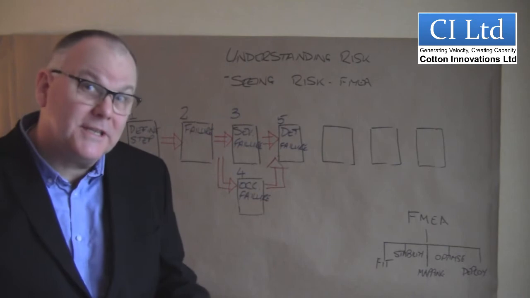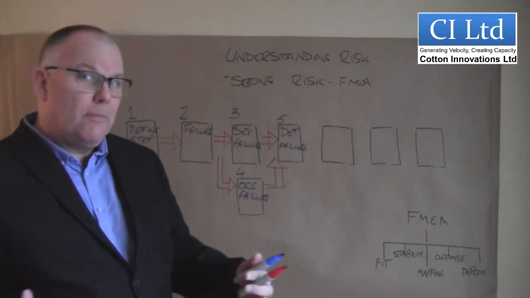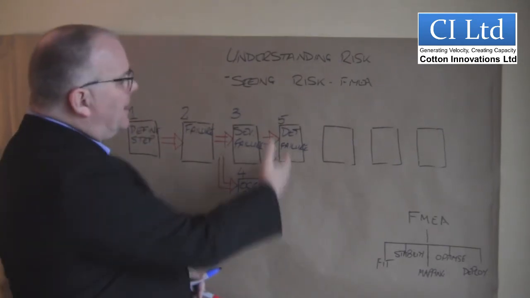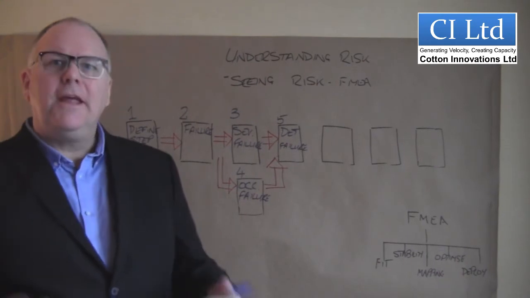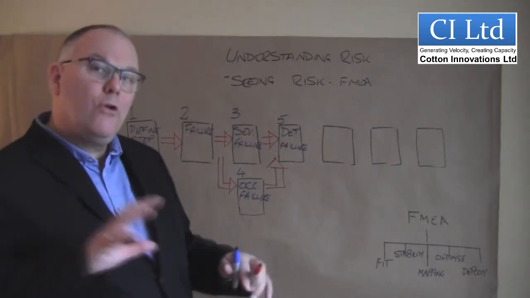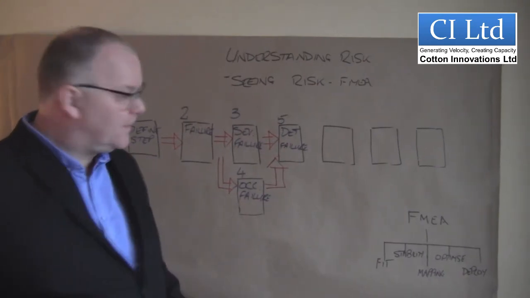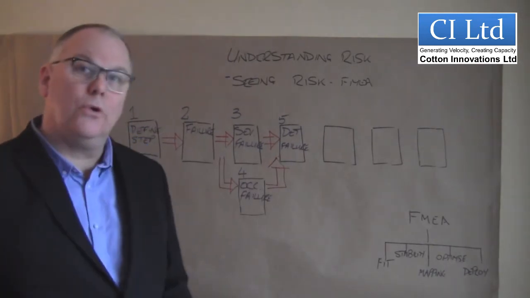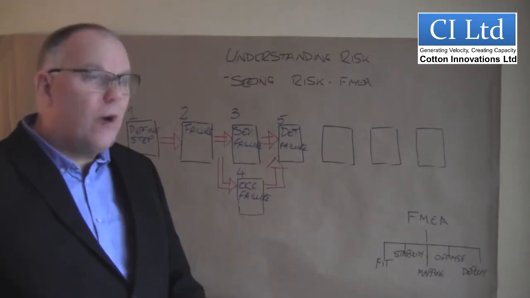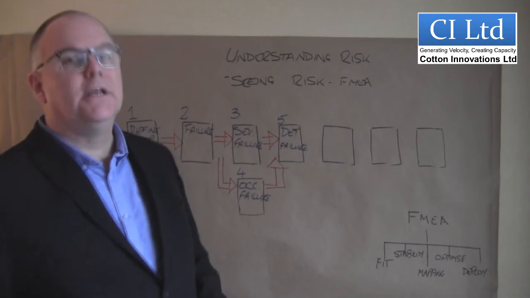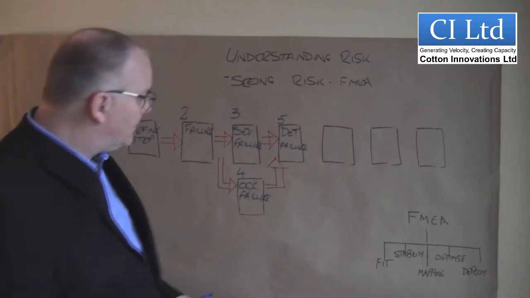Occurrence is going to be scored a 1 to 10. 10 would be it happens all the time. And then detection, I'm then going to look at how good are we at seeing it. So this also could score 10. 10, I've got no idea until after the event that we have a failure mode.